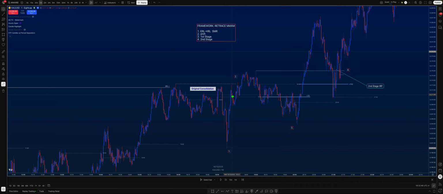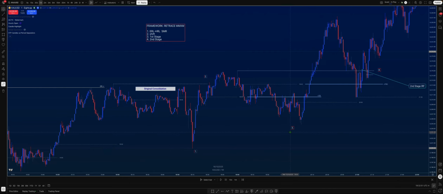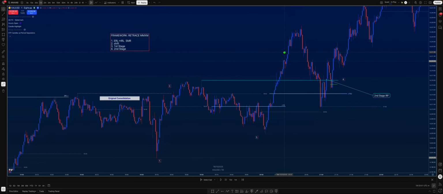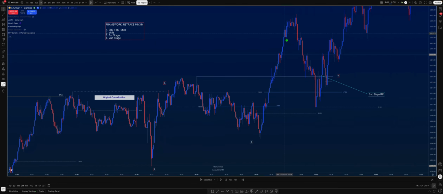Number 2 is that shift. We're then looking for number 3, which is the first stage of the market maker model. So retracement, we're now having first stage. As soon as we break that high that's out of the retracement leg, this high here, that's first stage complete. We're now looking for second stage. For second stage, we need sell side delivery first and then a closure back above.